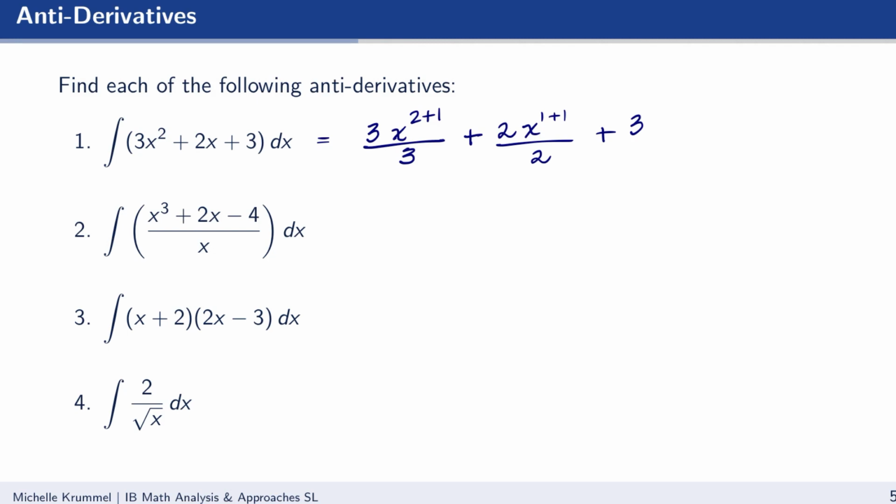Now here, 3 is a constant, but we could think of it as a constant multiple like 3 times 1. And 1 is the same as x to the power 0. So we're going to still use our reverse power rule. We have x to the power 0. We're going to add 1 to the exponent. The new exponent is a 1, and so we're going to divide by 1, and then we will include a plus c at the end.